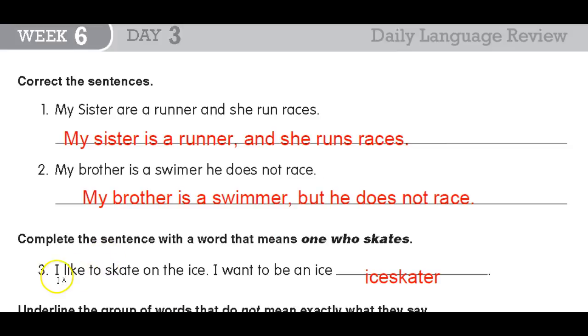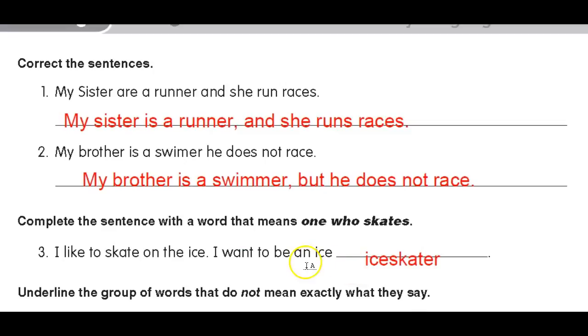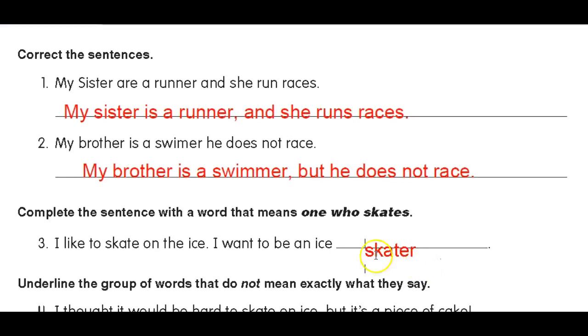Complete the sentence. I like to skate on the ice. I want to be an ice skater. So you should have skater. And notice that we use the word "an" here before ice skater because we always use "an" before a word that starts with a vowel.